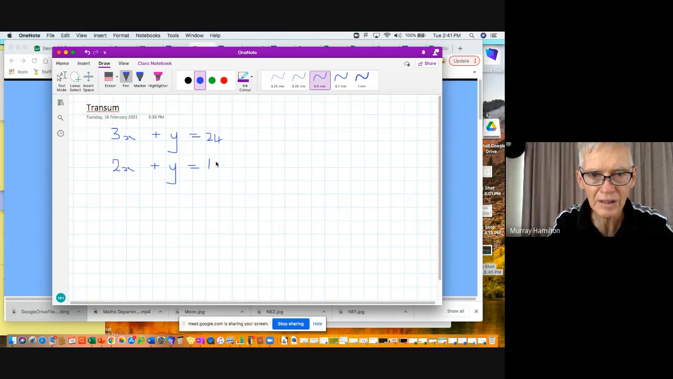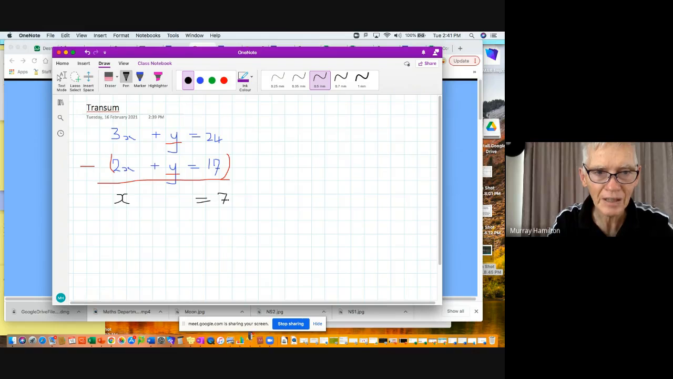What we do is we have to subtract one equation from the other. Because we've got a y there and a y there, I can just subtract the top equation minus the second equation. So I'm going to get my answer down here. 3x minus 2x is x. y minus y is nothing. And 24 minus 17 is 7. So I know that x equals 7.